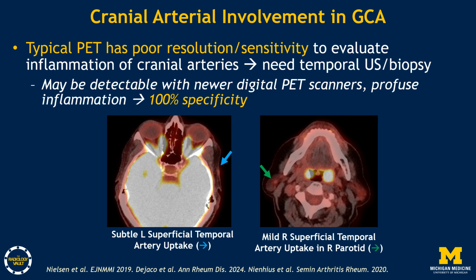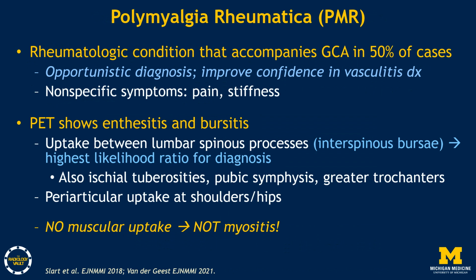So PET, we really are not typically expecting to see anything in these arteries because PET has a poor resolution and sensitivity. However, if you have profuse inflammation or a high-quality new PET scan, seeing uptake in these scalp arteries, for example, anterior to the ear here, has very high specificity for the diagnosis. So always look at the scalp arteries, but don't expect to see any uptake.